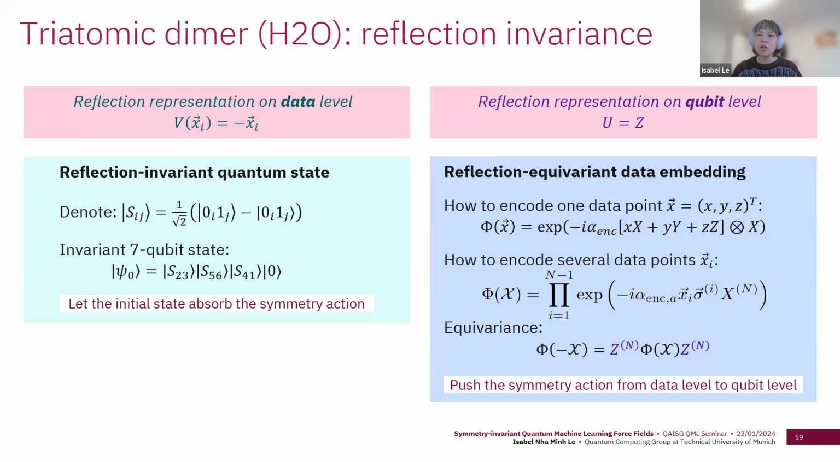So this means we have an overall quantum model of 7 qubits now, because we have 6 atoms and 1 ancilla qubit. We choose the initial state as a suitable combination of singlet states, which incorporates the invariance with respect to rotation still and permutation as well. And now we also have a zero state as the eigenstate of the reflection representation on the ancilla qubit, such that in total we have our invariant quantum state.